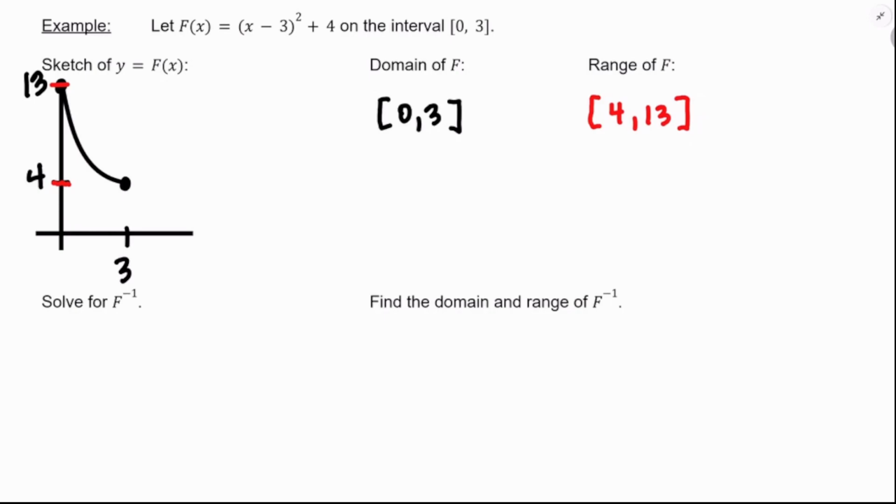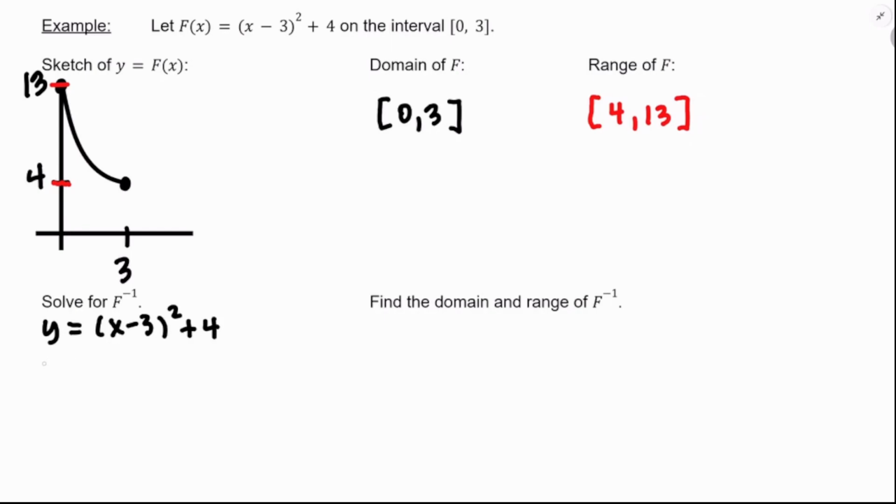Okay, now we're going to solve for f inverse. And I know that we're going to take the square root of both sides of the equation, and there's going to be a plus minus, but we're going to be able to resolve it. Okay, so we're going to say, all right, replace f of x with y. So y equals (x minus 3) squared plus 4.